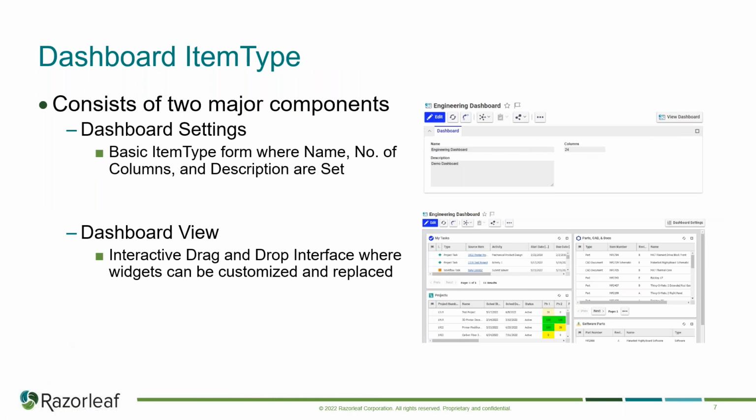The dashboard item type will consist of 2 major components, 2 major views. One being the dashboard settings, which will appear as a pretty basic item type form where your name, your number of columns, and your description are set. As you can see in this top right corner, you'll have this button to select View Dashboard. And this is where we get into our cool interactive drag and drop interface. So here's where we can select widgets, customize them from this menu, adjust their widths, heights, how much information will be shown without having to scroll, and also drag and drop them, placing them wherever you would like.